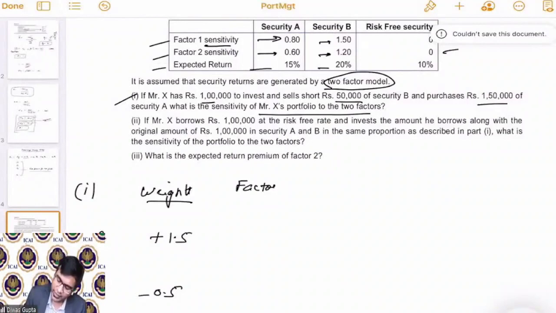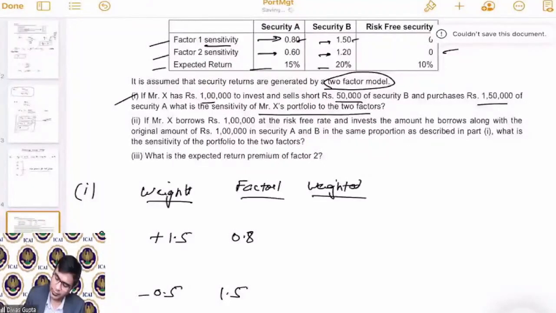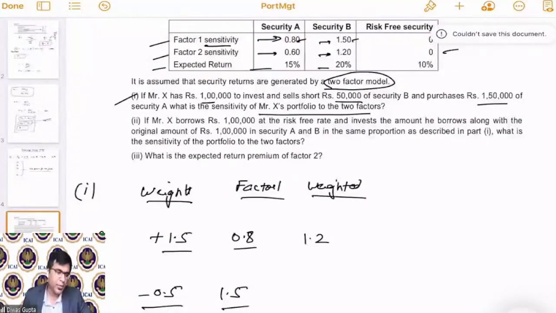Now factor 1 is given as 0.8 and 1.5. So the weighted factor 1 is 1.2, which is 0.8 multiplied by 1.5, and 1.5 multiplied by 0.5 comes as minus 0.75. So the total comes out to be 0.45. Correct? Similarly, factor 2.